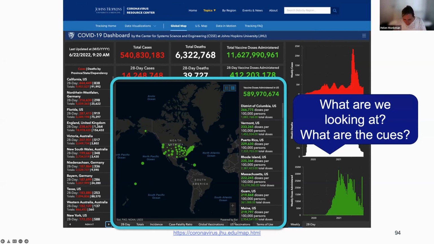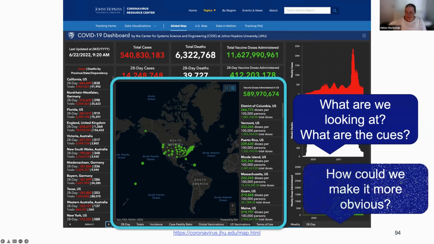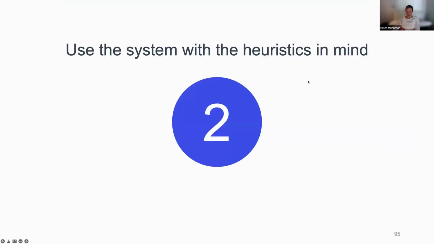The other thing is they use tabs here, but they're a little low contrast for me. How would you make this more obvious? What would you do to fix it? Reduce the clutter, yes. And if we're just looking at the US, we could hone in on the US a little bit more. Make the tab more obvious. Lots of things. All right.